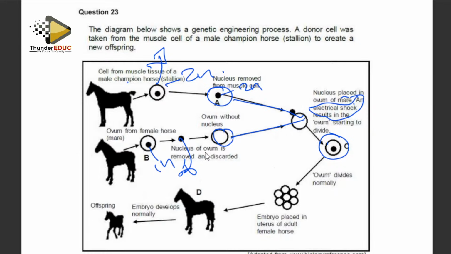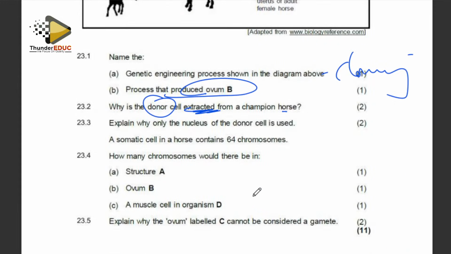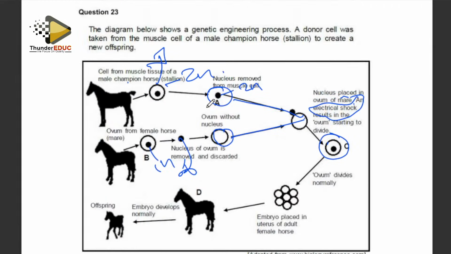Now the question is asking: explain why only the nucleus of the donor cell is used. Why do we have to use the nucleus of the donor cell? Because it has the genetic material from the champion horse, whose characteristics we are interested in.